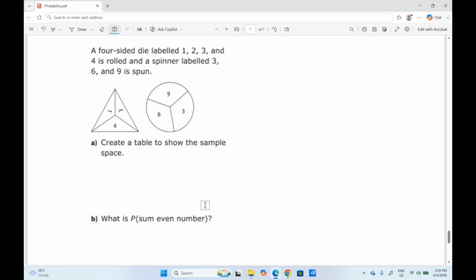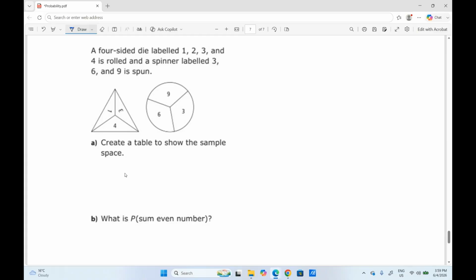Okay, now let's go over another example problem. For this example problem here, a four-sided dice. So this is my four-sided dice here. It is labeled 1, 2, 3, and 4. And then I have a spinner, which is labeled 3, 6, and 9. I'm asked to create a table to show the sample space. So this would be my sample space table.